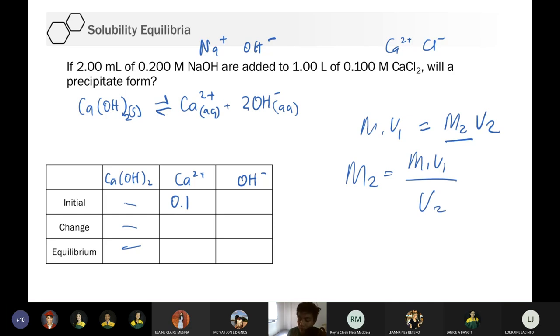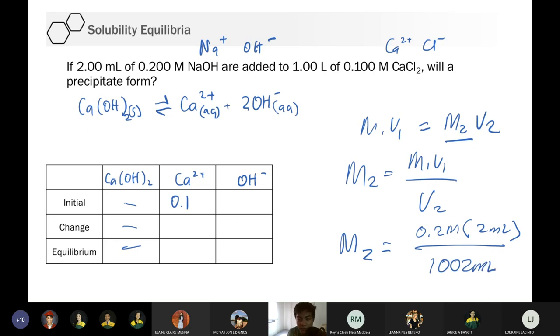Gamit na gamit yan. Even sa buffer. Okay. So the initial concentration is 0.2 molar times the initial volume, 2 ml. And the final volume, that is 1,002 ml na. 1,000 plus yung 2 ml. Pero sabi ko nga sa inyo, yung 2 ml dun na dinagdag mo, assume that it is negligible. No? Masyado siyang maliit eh. Kaya kahit 1,000 na lang ilagay mo dyan. Okay.